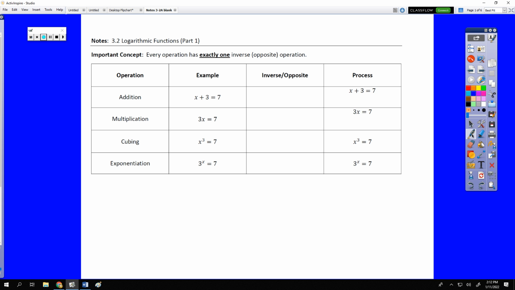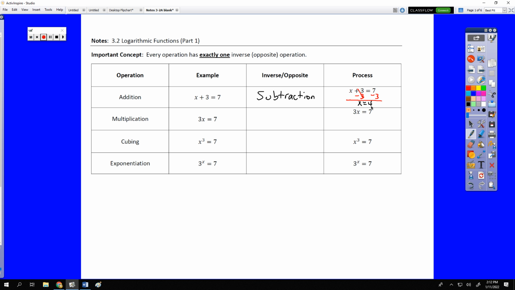So, when we are looking at the idea of what is a logarithm, it helps for us to put that in perspective. Every operation that we use in mathematics has exactly one inverse operation. For instance, addition's inverse is subtraction, which we've done a billion times in our high school careers. If we wanted to solve this equation, since it says x plus 3, we would subtract 3 from each side, and that would give us our solution, okay?